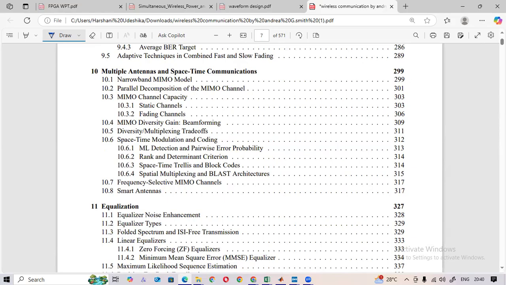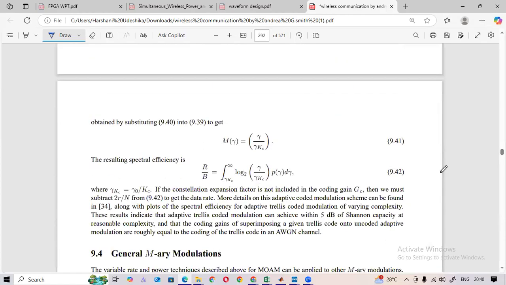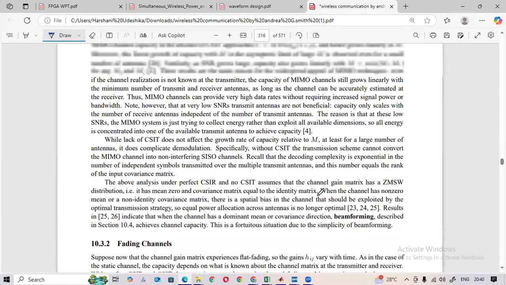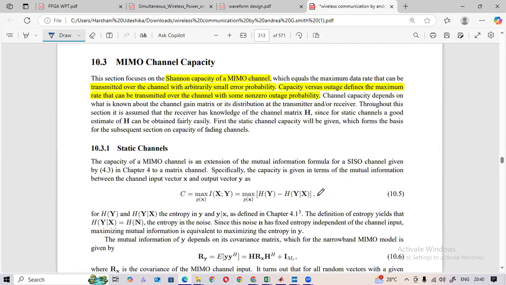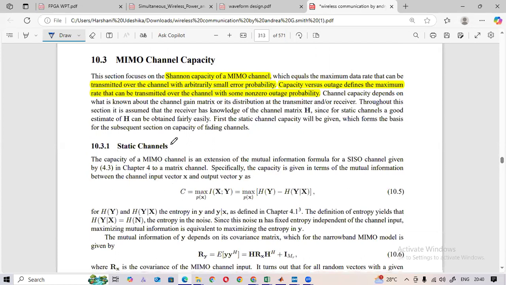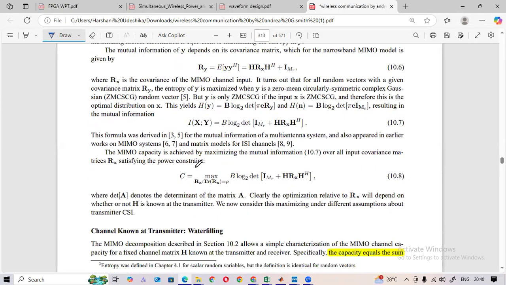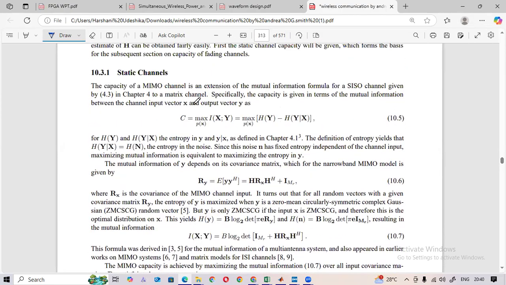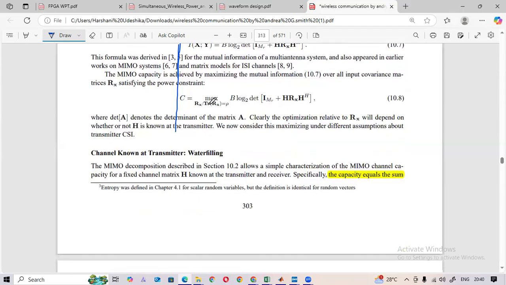These are the MIMO channel, and these are related to information theory. Maybe you have learned these things. Communication theory and information theory involve calculating entropy and those things. So here you do not need to do that.